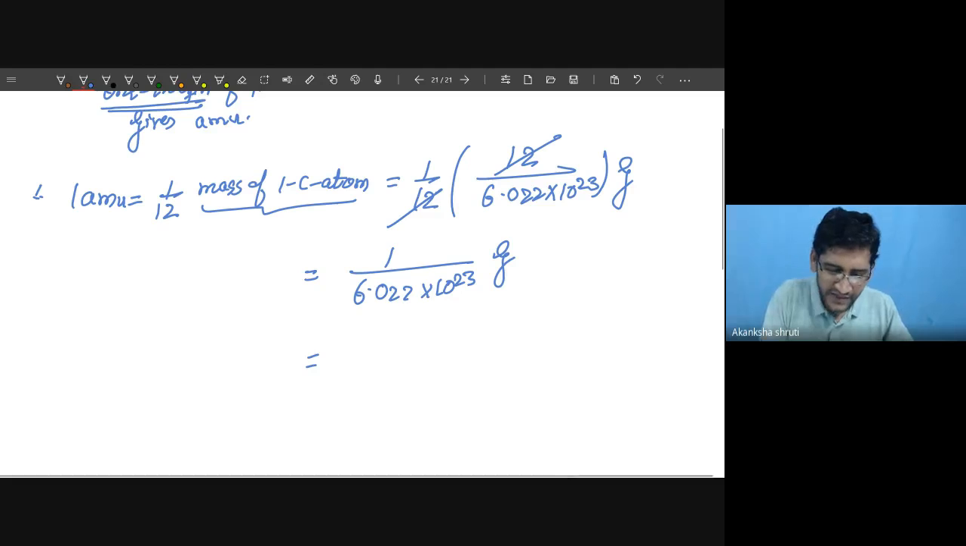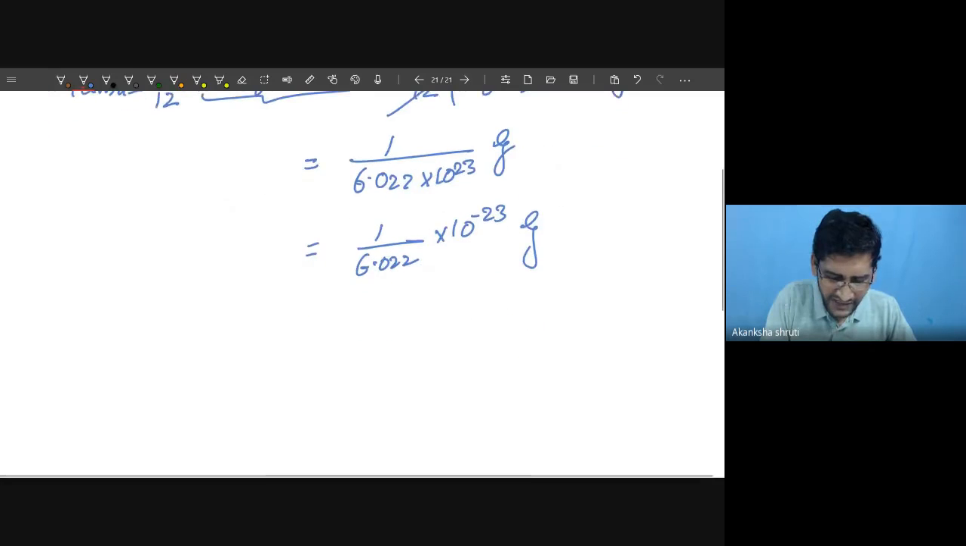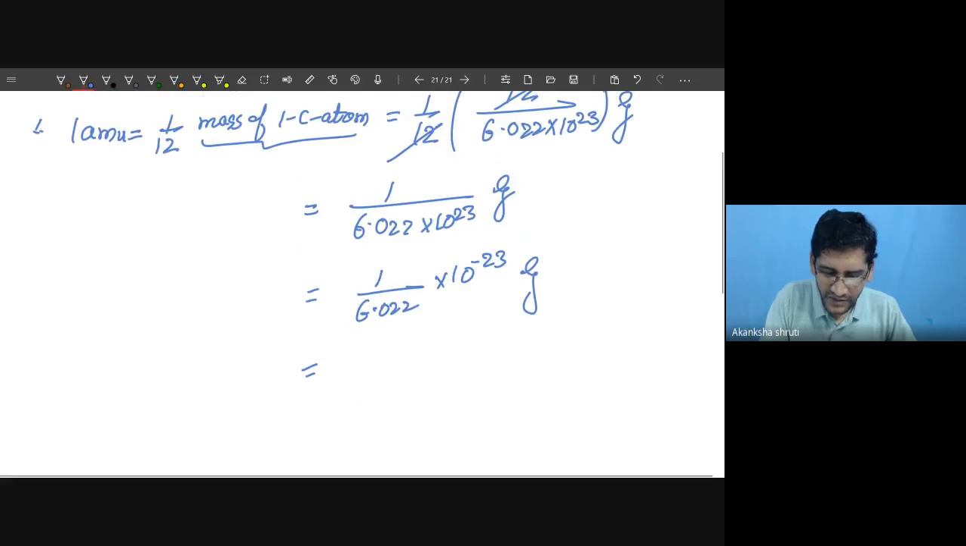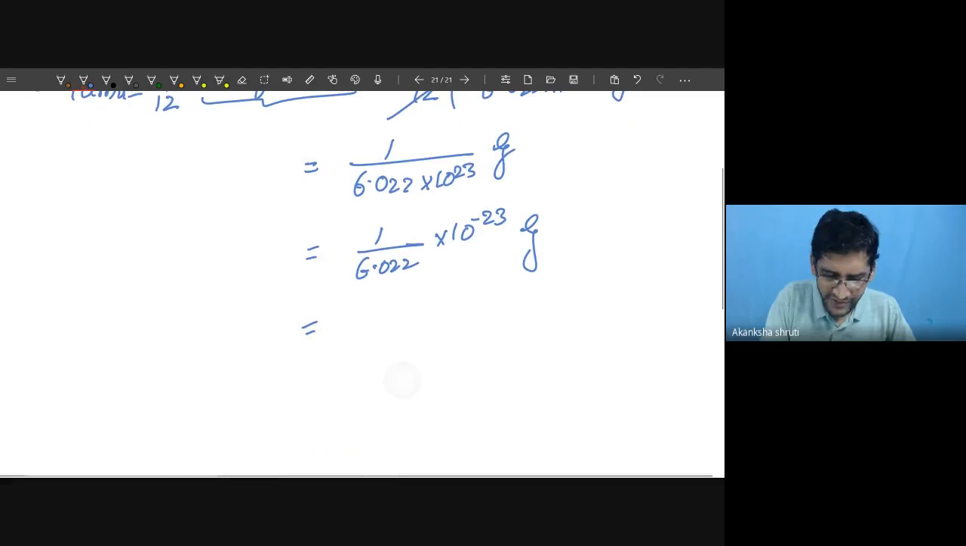So bring this denominator exponent into the numerator. You may write 1 by 6.022 into 10 to the power minus 23 gram. To divide this, in the numerator it is 1. We may write this as 10 by 6.022 into 10 to the power, and in the numerator we have taken a 10, so it becomes minus 24 gram.